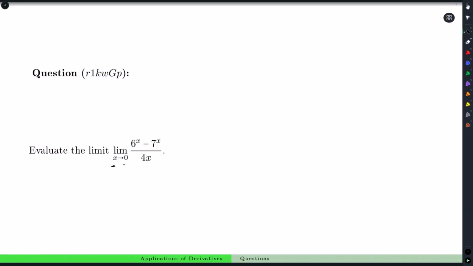Evaluate the limit, as x tends to 0, of 6 to the x minus 7 to the x all over 4x. So if we try to just naively plug in and see what happens, because a lot of the parts of this are nice and continuous around 0, we get 6 to the 0 minus 7 to the 0 over 4 times 0. But that's going to be 1 minus 1 over 0. Not a 1. It's a 0 over 0. Oh, well, that I recognize as an indeterminate form.